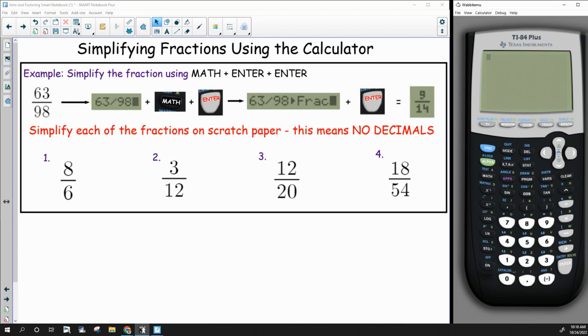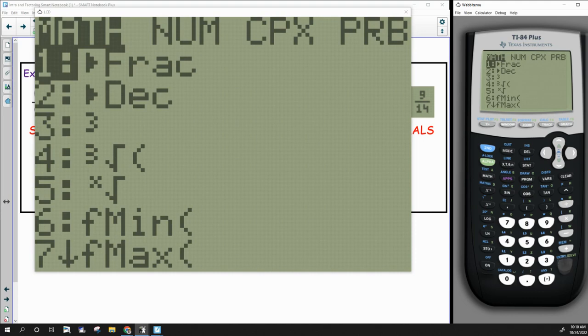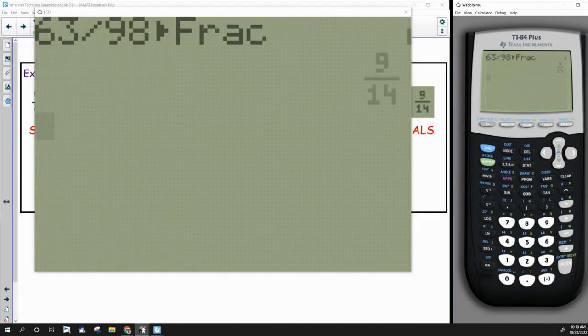It's this simple. First, type it in. 63 divided by 98. That's it. And all we're going to do is click Math, Enter, Enter. The Math button is right here under the green button. Math, Enter, Enter.